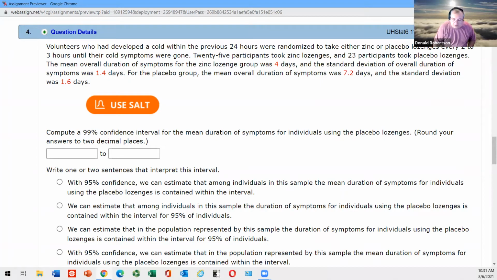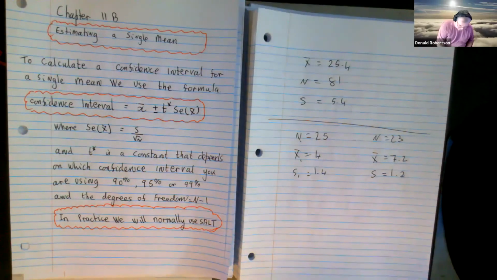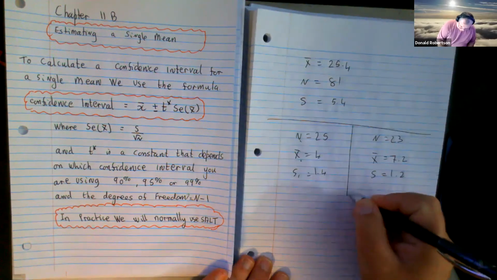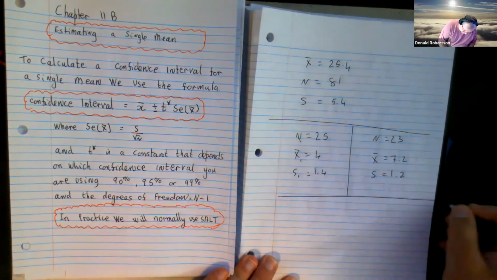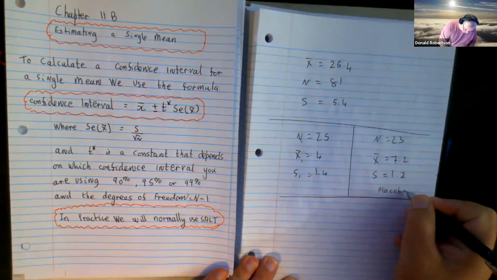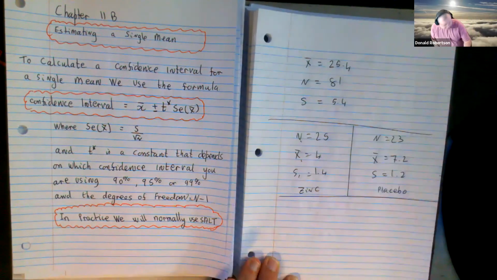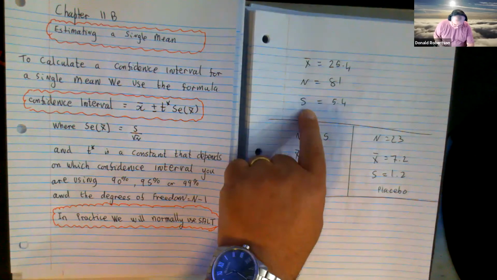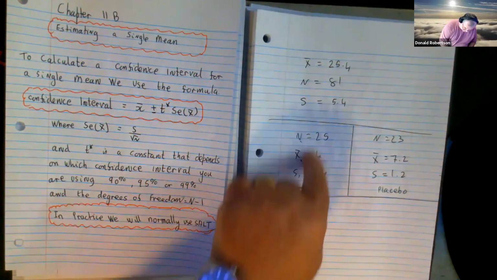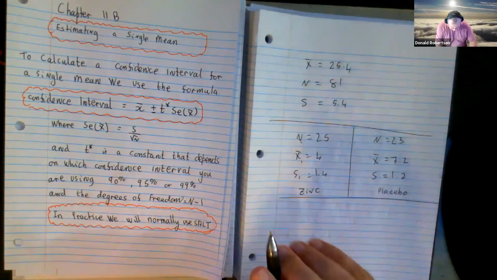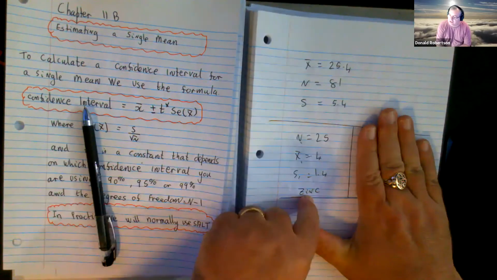Now, let's go over here and tell you what makes this question just a little bit different. There are actually two groups: the people who got the placebo pill and those who got the zinc. And we are going to get a 99% confidence interval for this. Won't you just plug those numbers into SALT and get your answer?